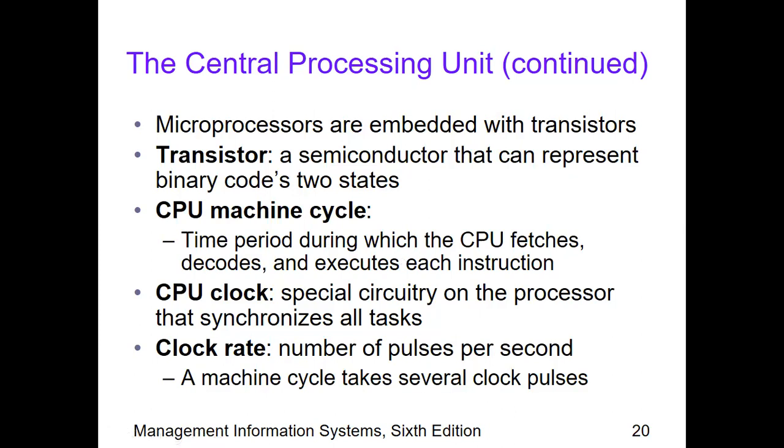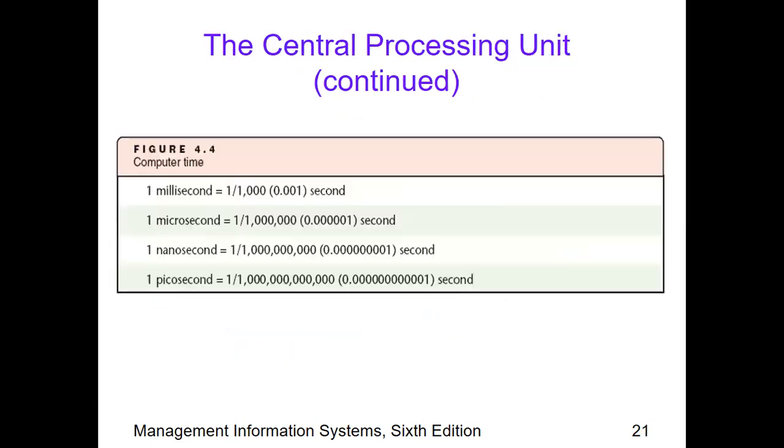The CPU clock is a special circuitry on the processor that synchronizes all the tasks. So basically it will coordinate the tasks provided. Clock rate is the number of pulses per second. A machine cycle takes several clock pulses. If you view this with our body, it's like we have our pulse rate, and then several of the pulses will constitute our heart rate or heartbeat rate, right? So the pulses can be combined to become our overall heart rate. So that is the case. In that sense, though, the CPU is like the heart, not the brain.